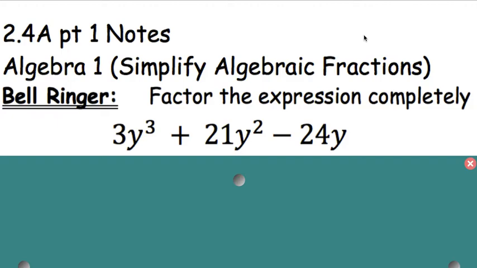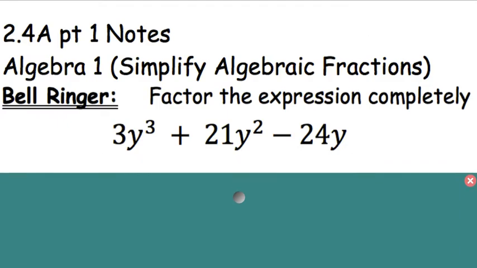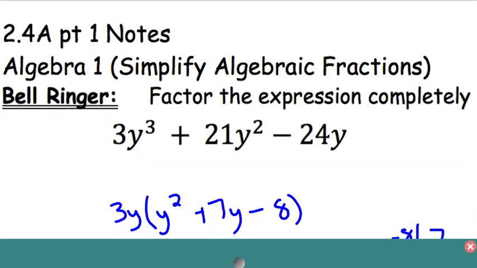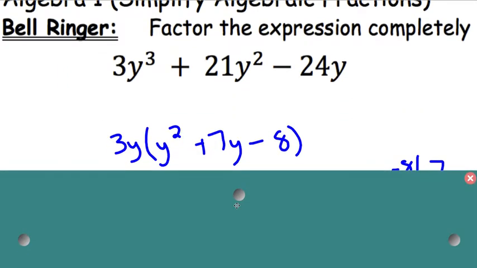And then they all have a y, since the smallest power of y is 1 right here, we can take a y out. So our first step will be to factor out our GCF right here, and we get 3y. And then when we divide that, 3 divided by 3 is 1. We started with y to the third, took 1 out, we're left with y squared. 21 divided by 3 is 7.